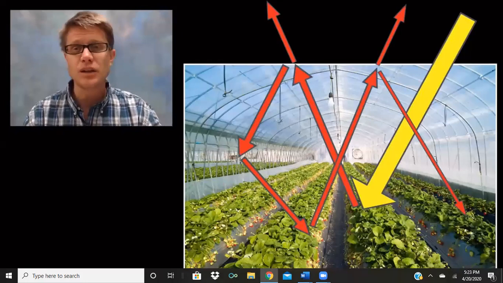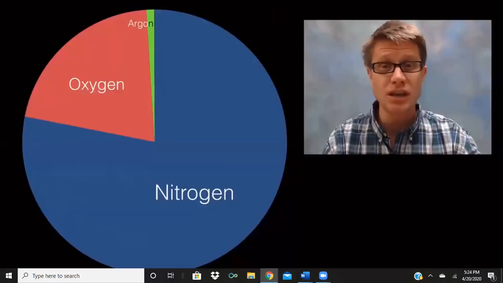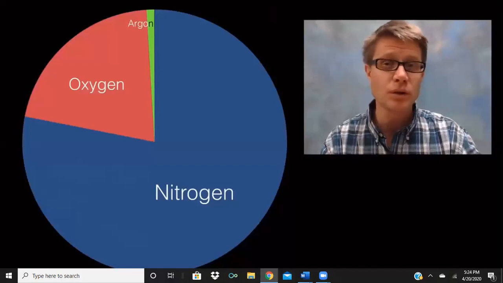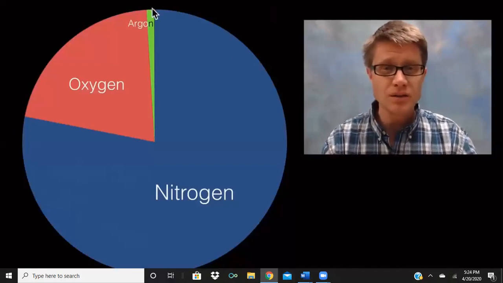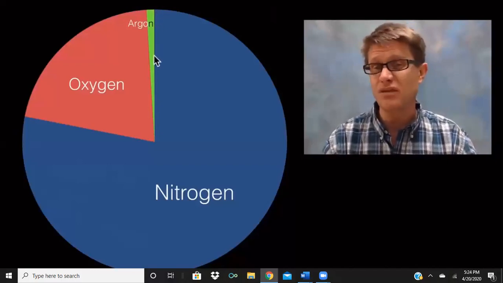And so how does our atmosphere keep heat close to it? Well, let's look at what the atmosphere is made up of. It's mostly nitrogen, like 78% of it. We've got about 21% oxygen. We've got around 1% argon. And then there's this really tiny little black band right here, and that's going to represent everything else.